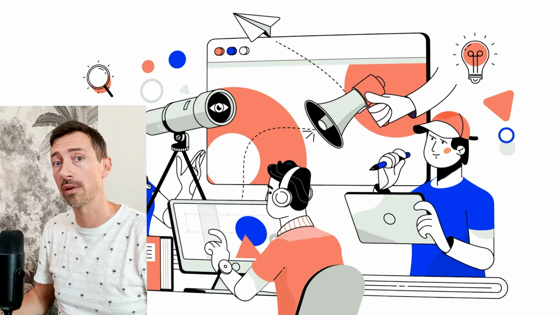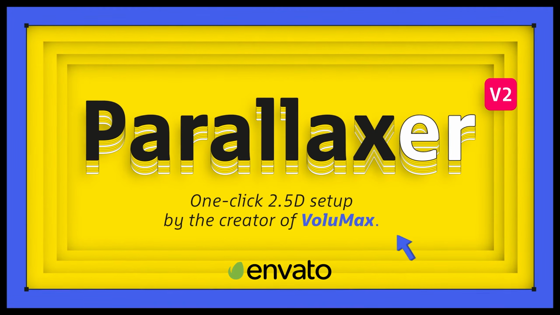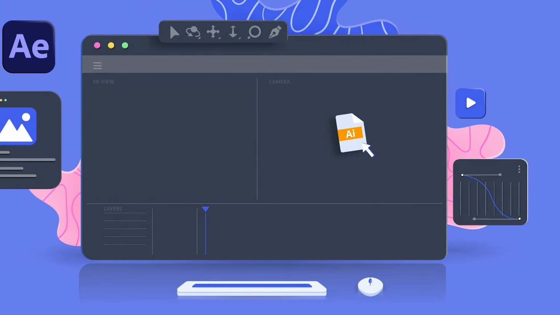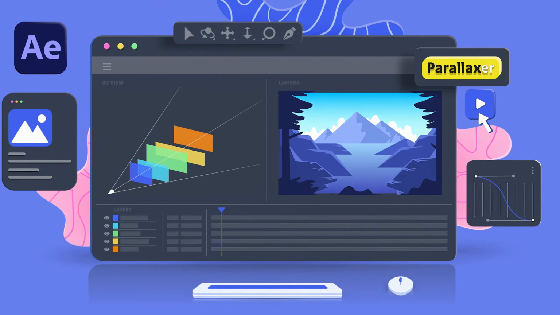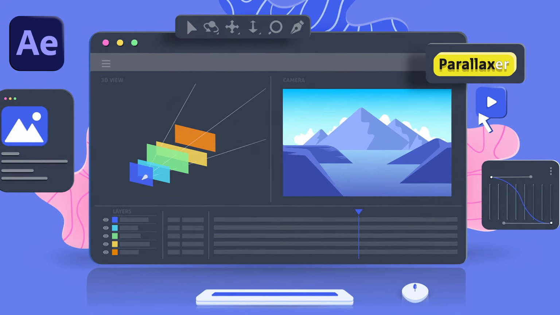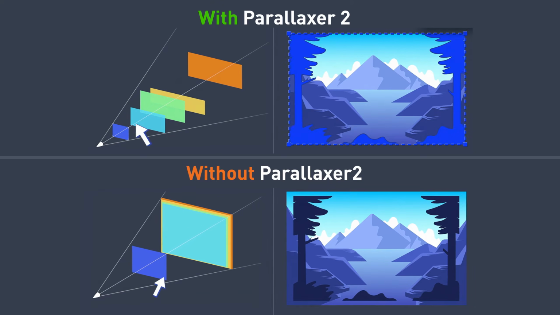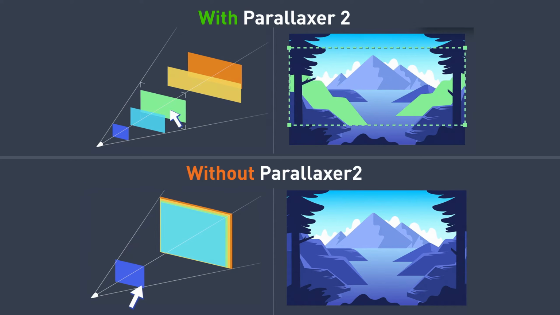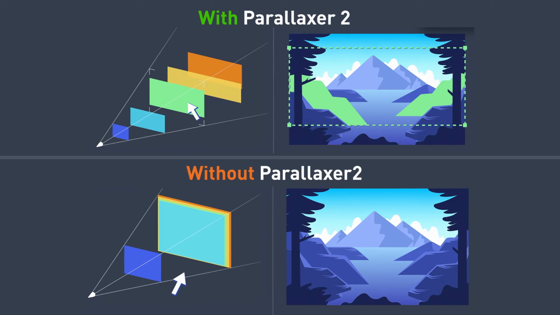Today I'm going to show you how to work with version 2 of Parallaxer. For those who have never heard about this tool, Parallaxer is an After Effects script that allows you to convert your Illustrator or Photoshop files into 3D parallax scenes in just a few clicks. It gives you the ability to move your layers in depth without affecting their appearance from the camera. Setting up a 3D composition has never been easier.